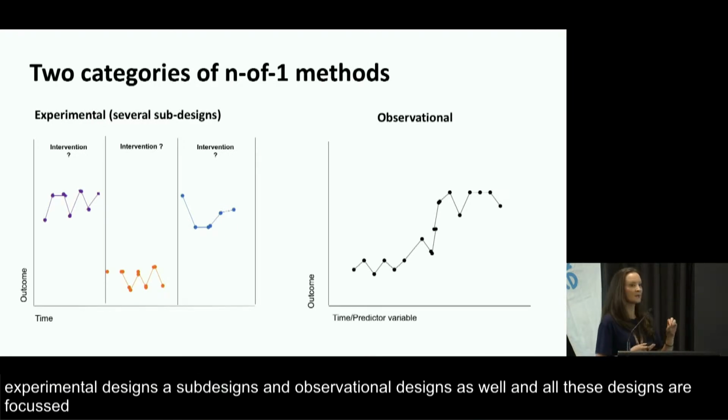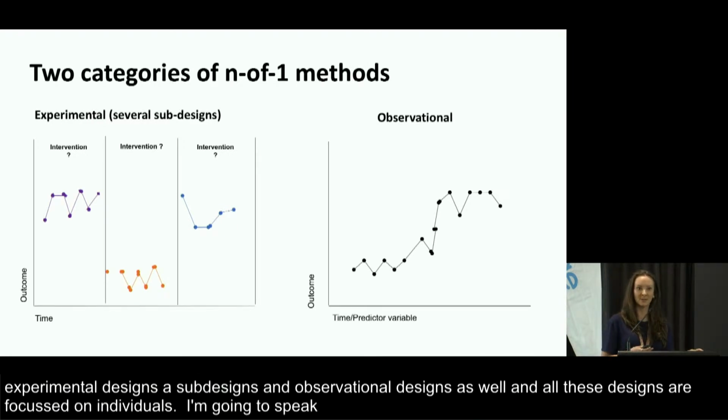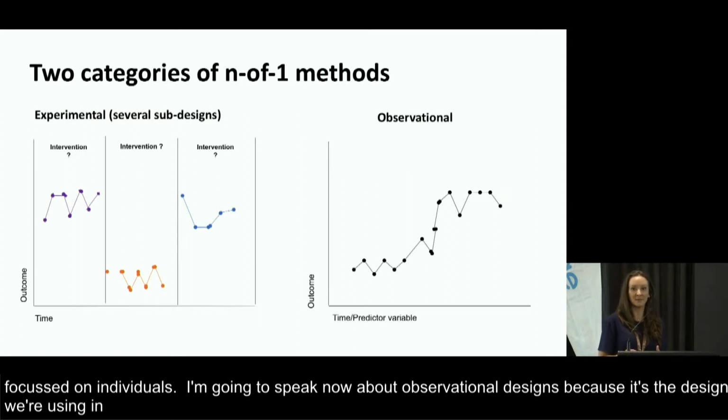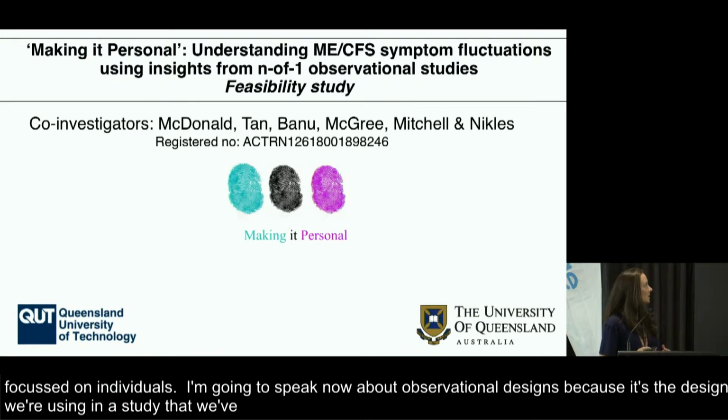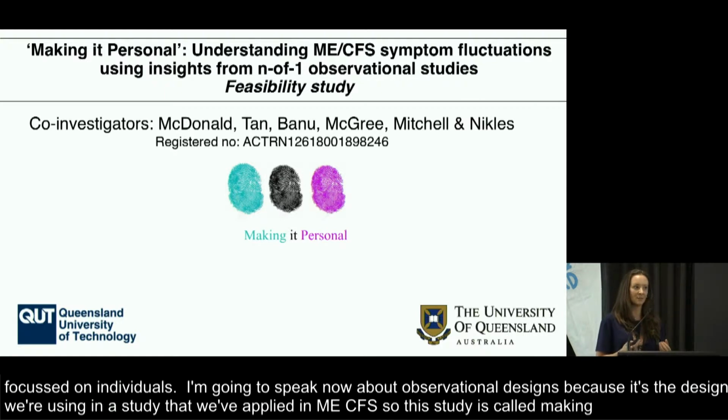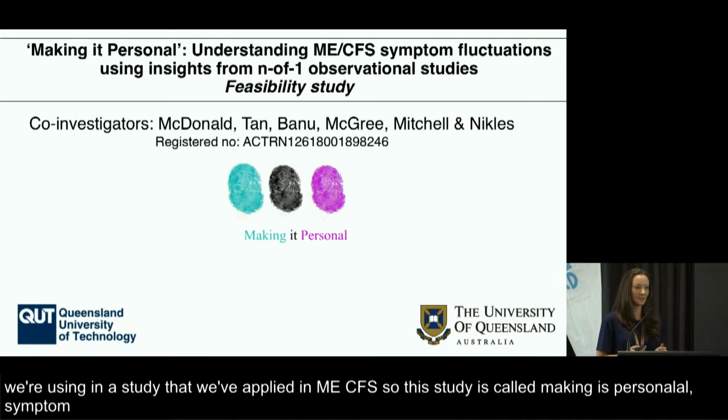I'm going to speak a little bit now about observational N-of-1 designs because it's the design that we're using in a study that we've applied in ME-CFS. So this study is called Making It Personal, and it's about understanding symptom fluctuations using the insights that we get at the individual level from N-of-1 observational studies. This is a feasibility study, so we are very much at the early stages in this kind of research.